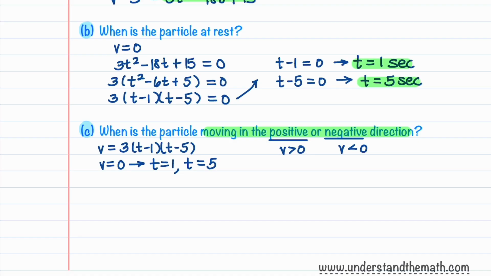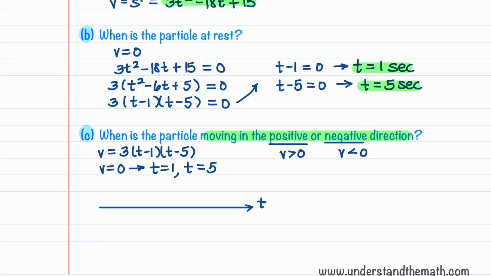Let's go ahead and draw a number line. This is our time, and we're going to put in that time starts at 0, and then we have 1, and then up here we have 5. It's okay if it's not drawn to scale. I'm going to put on here that at 1, our velocity is 0, and at 5, our velocity is also 0. We have to look in this region, and this region, and see if our velocity is positive or negative.